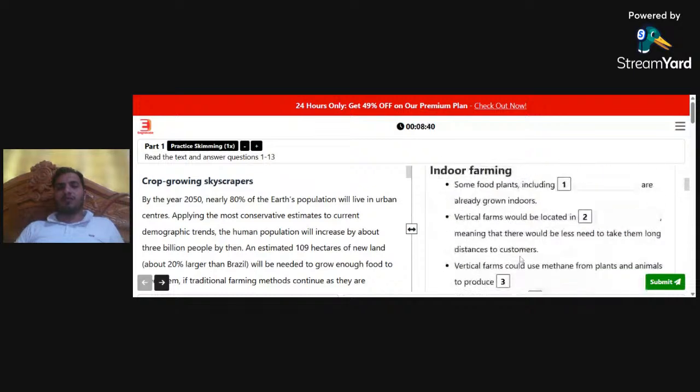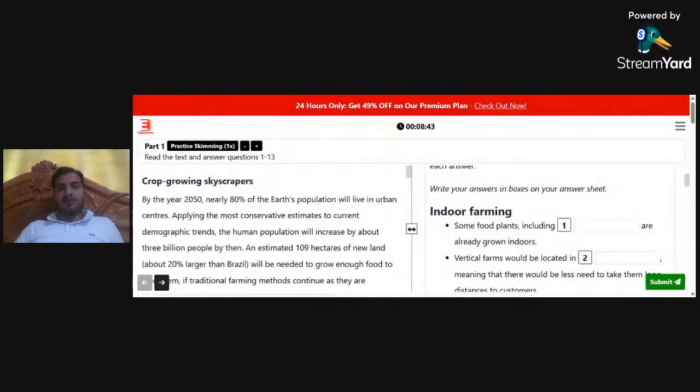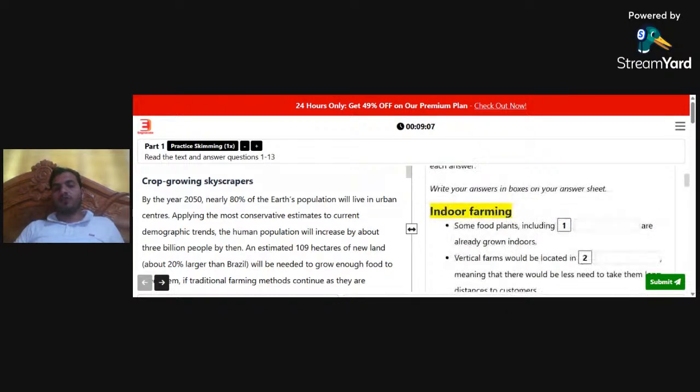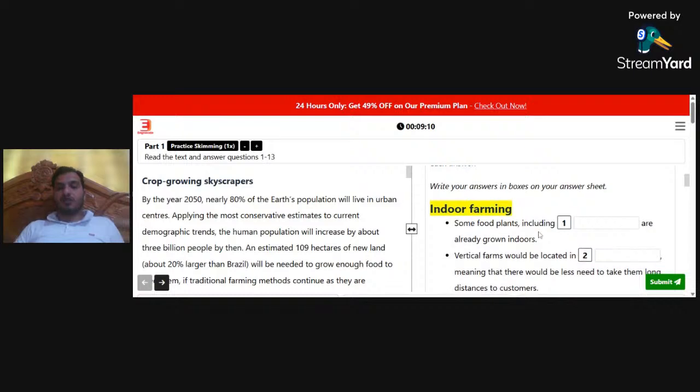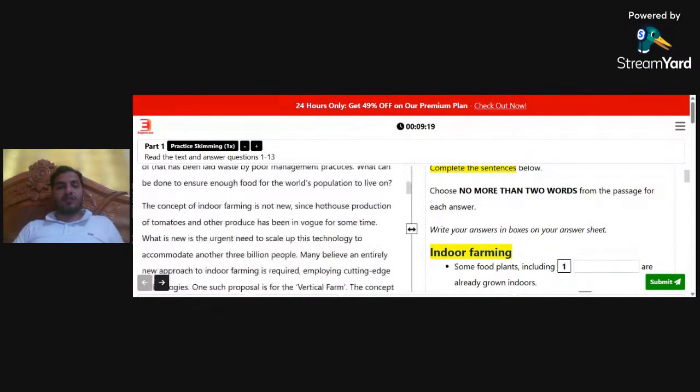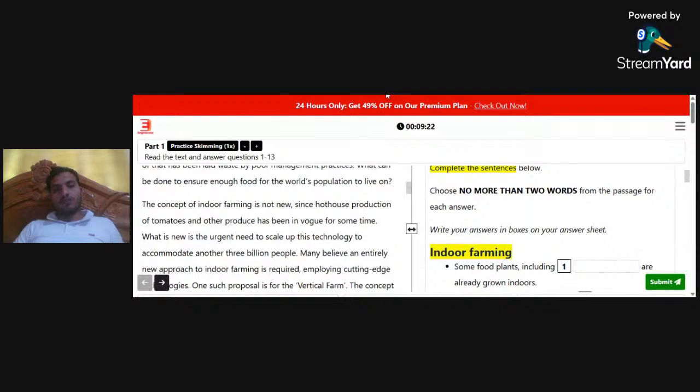So in this question type, we have a question and there is a topic. Remember that in filling the gaps, there will not be a topic or title in the questions. Filling the gaps will start just from the start of the passage. But here you can see there is a title for these question types, so you have to look for indoor farming. You cannot just look at the start of this passage, you are just wasting your time.